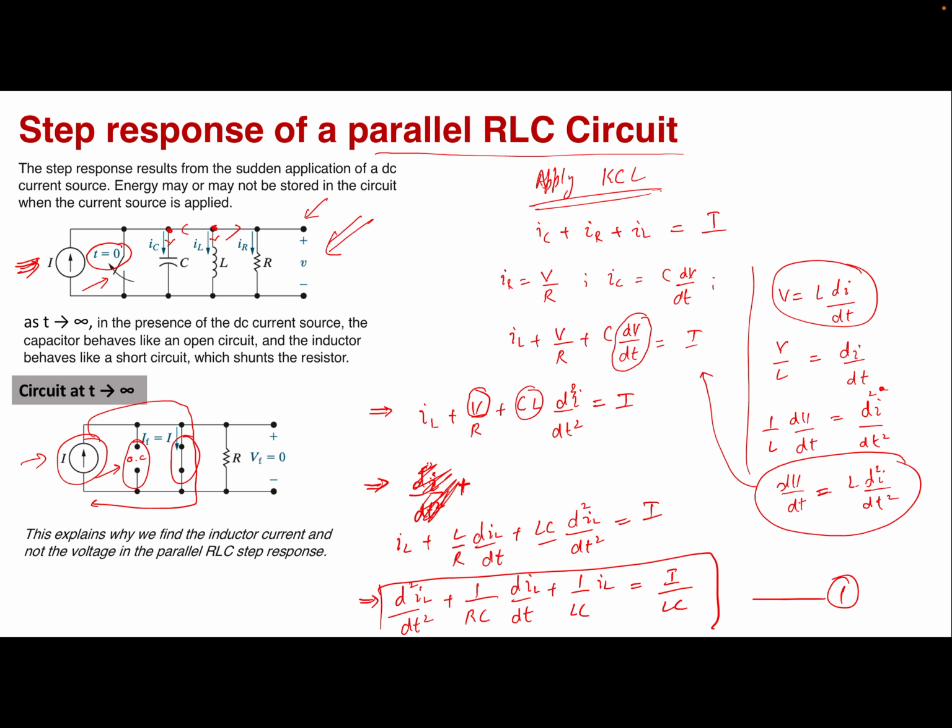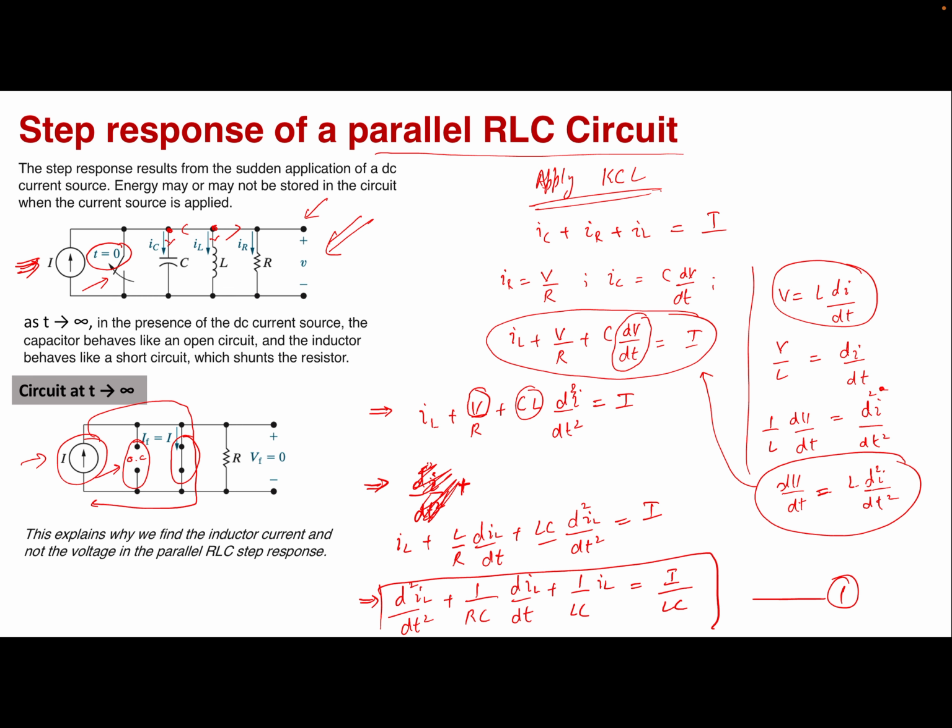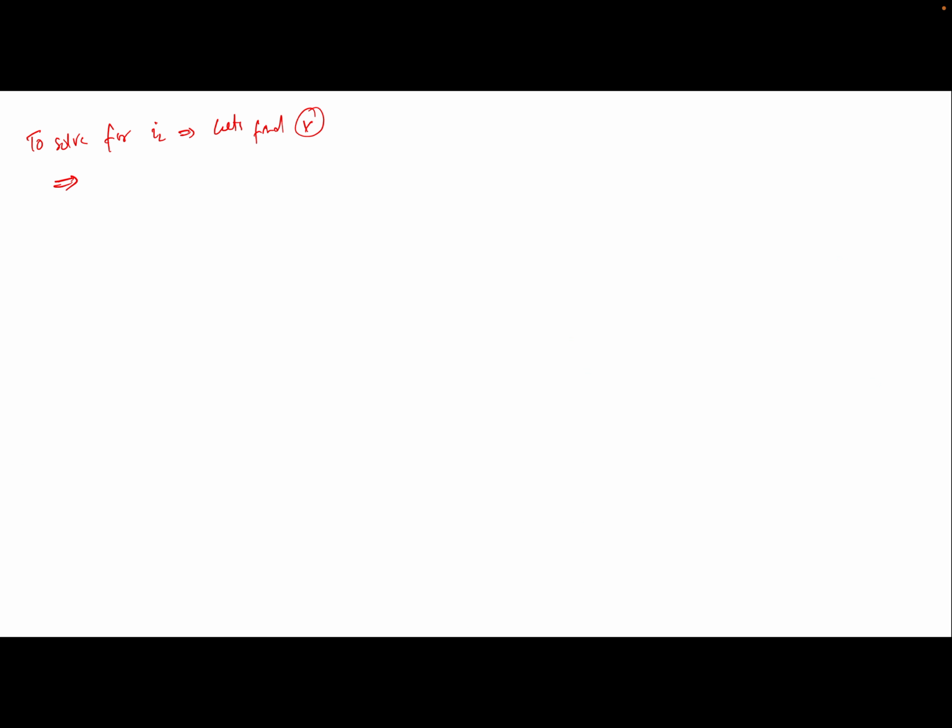In order to find this inductor current, we have to practically solve this for the voltage. I am going to show you how, and I'm going to borrow this equation as well. So to solve for IL, let's find voltage V. Again, the expression that I wrote over here, IL plus V over R plus C dV by dt, I'm going to take advantage of that expression. IL plus V over R plus C dV by dt equals capital I.